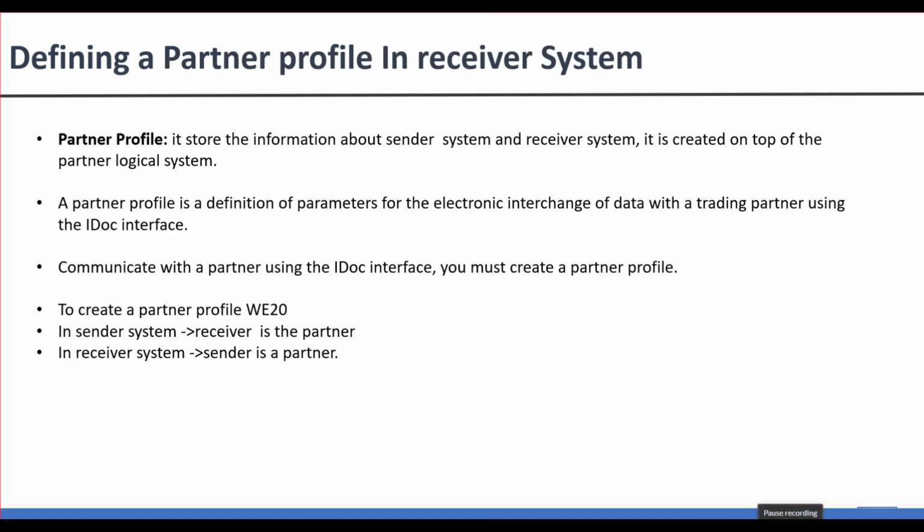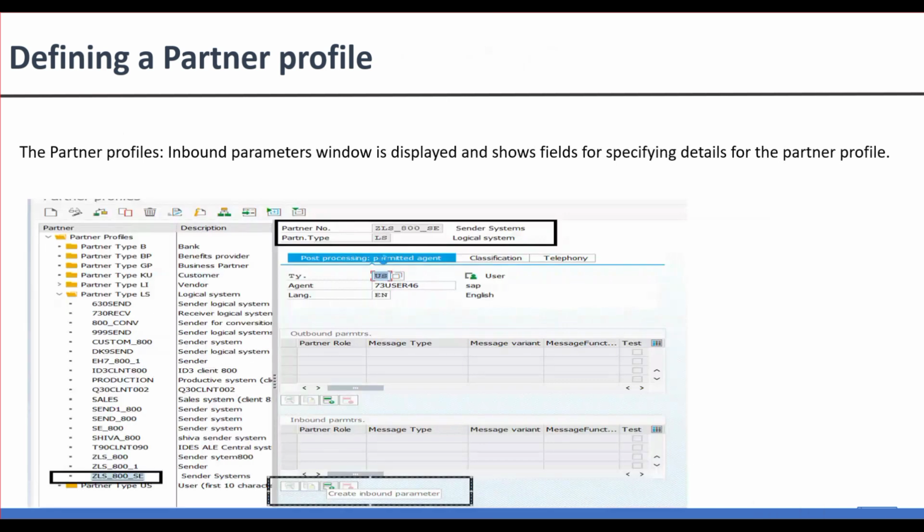Now I am going to create a partner profile in the receiver system, that is client 810. Same thing. We can go to WE20 in the receiver system and create a partner profile. There are different partner profiles. There you can choose the partner profile logical system LS folder and enter the partner number, that is the sender system name, and the partner type, logical system. Enter the username, the sender system username, that you can maintain.